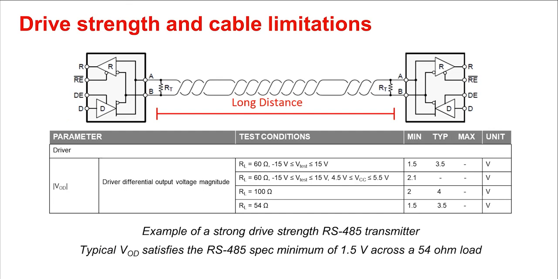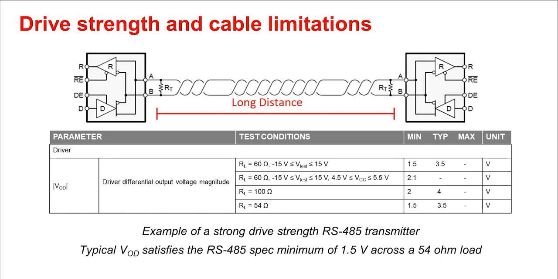When long-distance transmission cables are used, designers typically look for transmitters with higher drive strength. This can be difficult to locate, though, as many RS-485 transceivers will only state the drive strength to be 1.5 volts across a 54-ohm load. This is because manufacturers design their transmitters to be within RS-485 specification and may not have spec'd their transmitters for higher drive strength. There are manufacturers of transmitters in the market, however, which do specify higher drive strength capability.